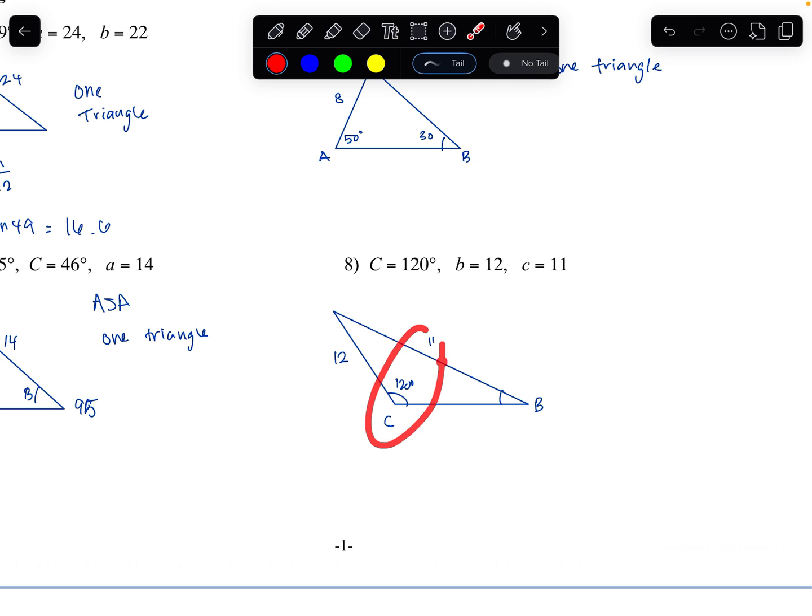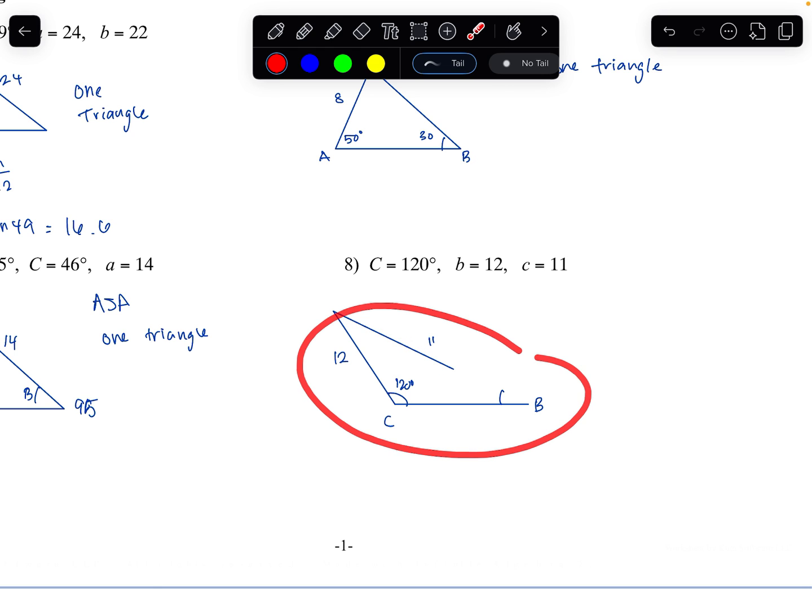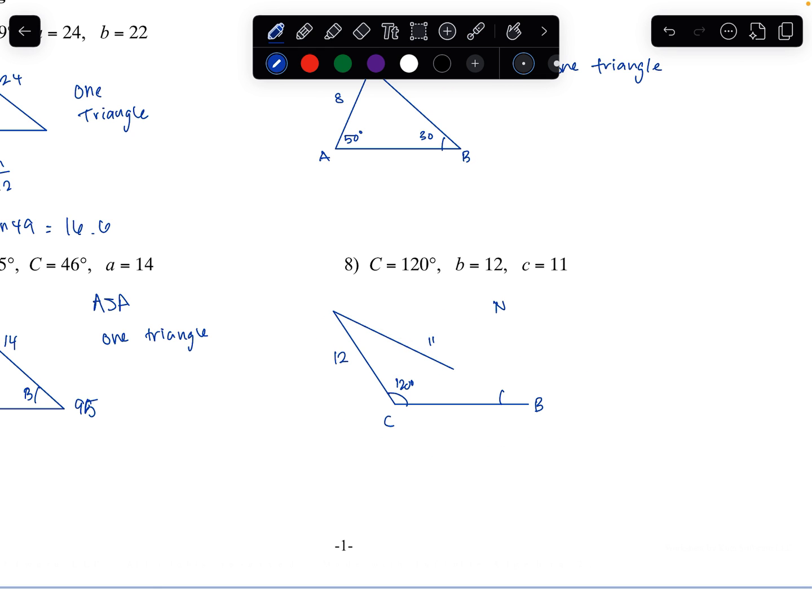And you can already see here that no triangle can be made. According to our setup, the side opposite to the obtuse angle is only 11. But this side right here is 12, which doesn't make sense because the side opposite to the obtuse angle would have to be the longest. So because this side right here is shorter than this side, and we have this angle, I can't make a triangle with the given measurements, so no triangle can be made.